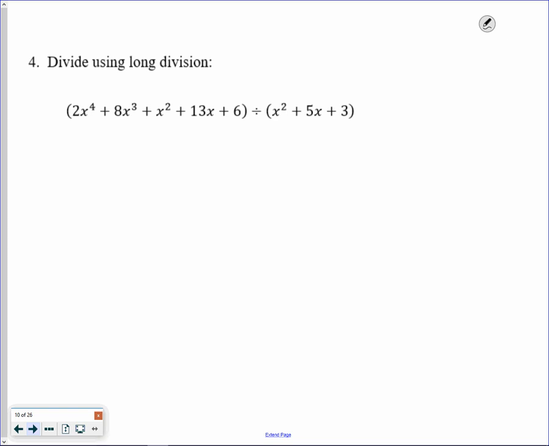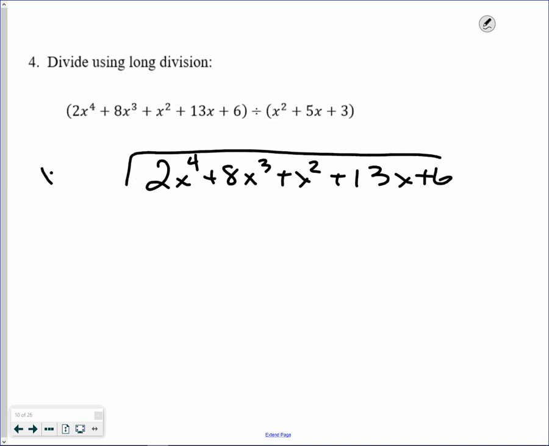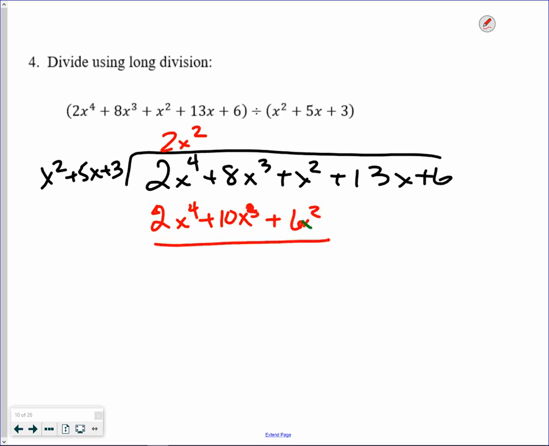Another long division question. This time I'm taking 2x to the fourth plus 8x cubed plus x squared plus 13x plus 6, and I'm now dividing it by x squared plus 5x plus 3. So now I'm looking at the first term again and trying to decide what I would need to multiply by. So I'm going to need to multiply by 2x squared plus 10x cubed, plus 6x squared. Change the signs in order to subtract.